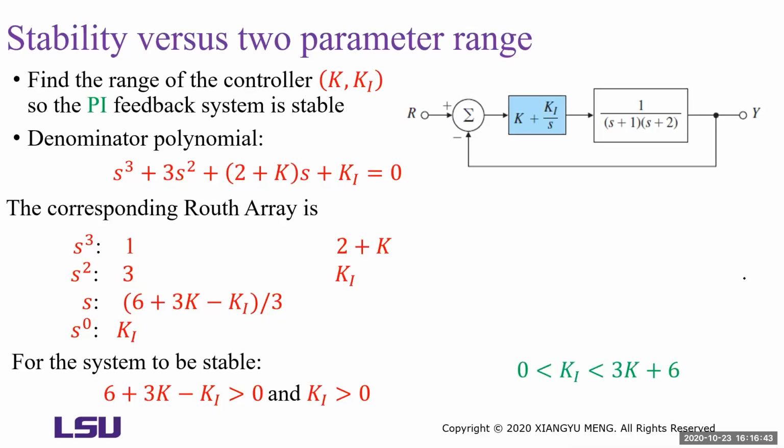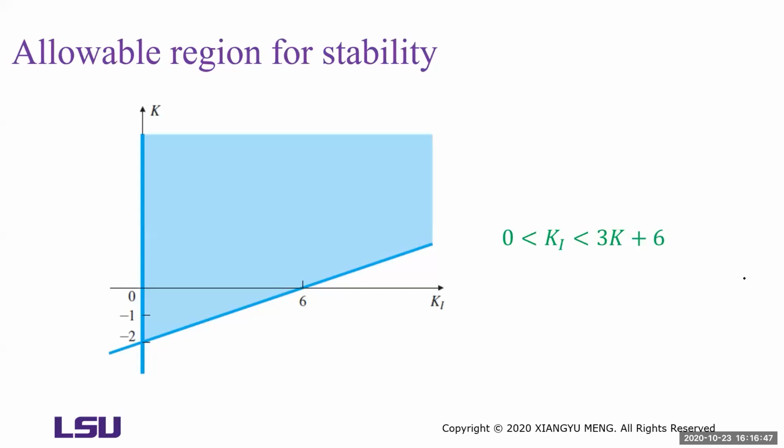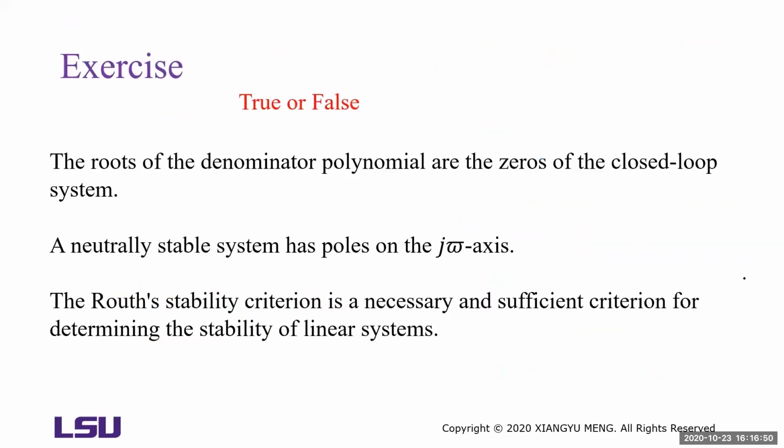Then for the stability part, you need to be very clear about the concepts. Here I give you some of the questions from last year's final exams. Is it true or false? The first one: the roots of the denominator polynomial are zeros of the closed loop system. True or false?